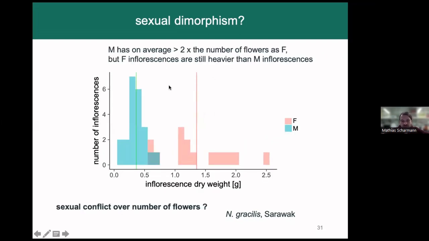When we look at the level of the whole inflorescence, this pattern is repeated. The total inflorescence of females is also much heavier than the inflorescence of the male. So even though the male makes more flowers, still the dry weight that the female has to support is higher for this Nepenthes gracilis case. Okay, you probably also observed that in your own plants, females make many fewer flowers per flower stalk than males.